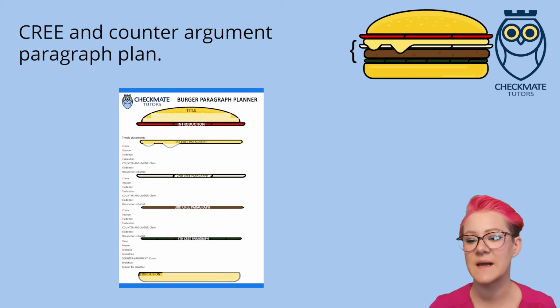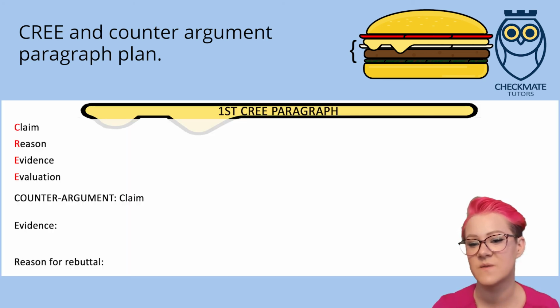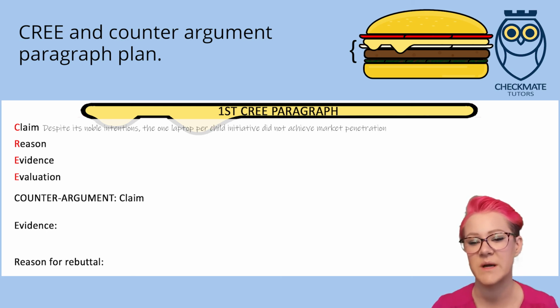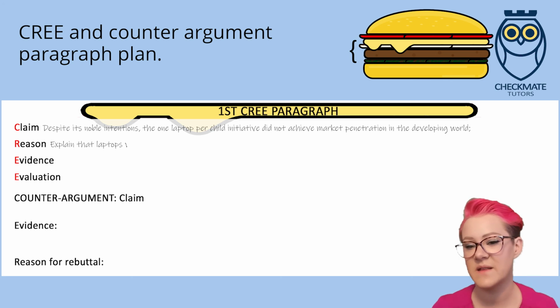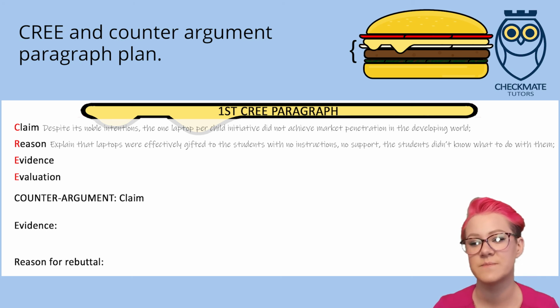For example, if we look again at the first CREE paragraph, you can see that the claim is as follows. Despite its noble intentions, the one laptop per child initiative did not achieve market penetration in the developing world. Now, your reason, evidence, evaluation might take up several hundred words, but you aren't writing those here. Instead, you might add notes like reason. Explain that the laptops were effectively gifted to the students with no instructions, no support. The students didn't know what to do with them.